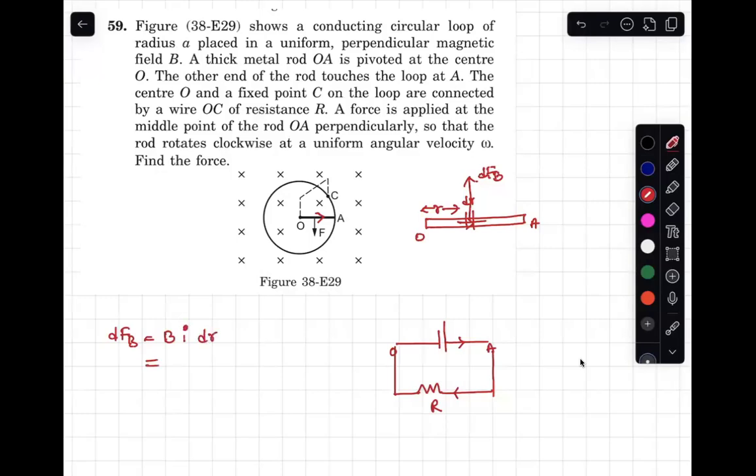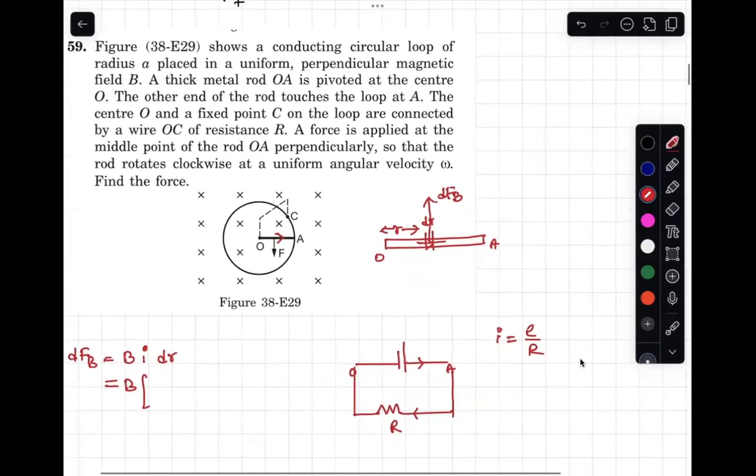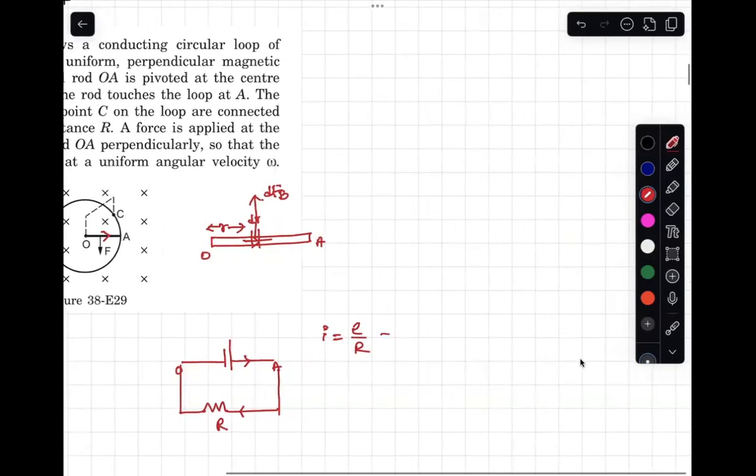What is I? Current is induced EMF divided by resistance. Can you please help me? What is the induced EMF in this case?